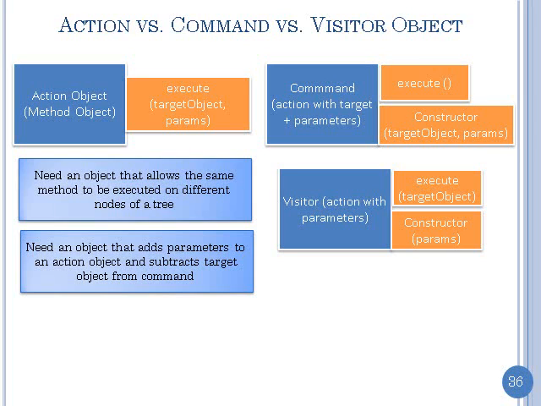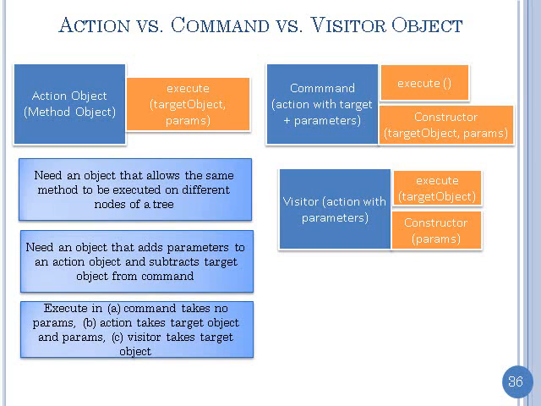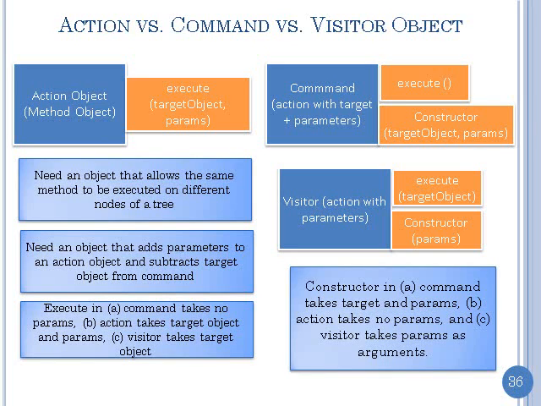It's an extremely powerful paradigm, and not many people know about this or use it. Even when you know it, you sometimes forget to use it. But this is an extremely, quote unquote, beautiful way of doing recursion. Okay? So executing a command takes no parameters, an action takes target object and parameters, and a visitor takes just a target object. And this is how the constructor changes. So both the execute methods and the constructors change when we go to the visitor object.